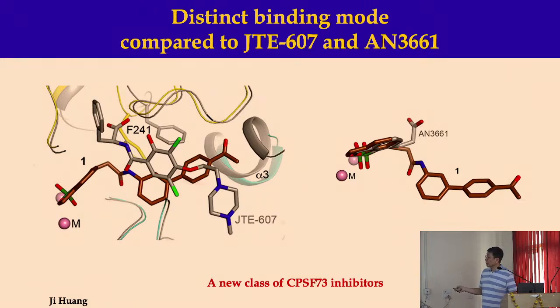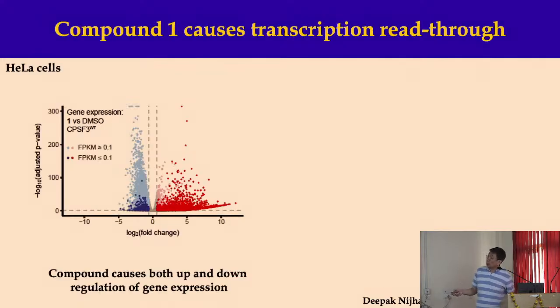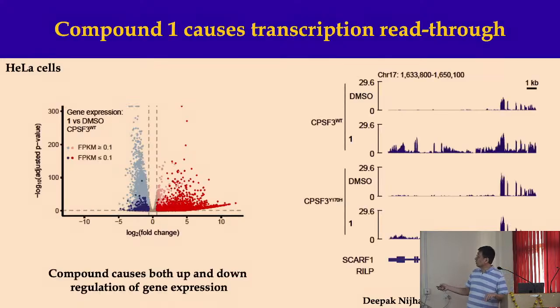So you could sort of say that this represents a new class of CPS73 inhibitors. And in the interest of time, I will skip over the left side to talk about the transcription read-through. Jeff and Deepak did an experiment. They did sequencing to show that in the wild-type cells, you can see the transcript goes from right to left. First gene RLP, followed by SCARF1, second gene. You can see in the wild-type cells, if you treat with compound 1, you get read-through. DMSO control, you don't. So the compound does promote read-through.